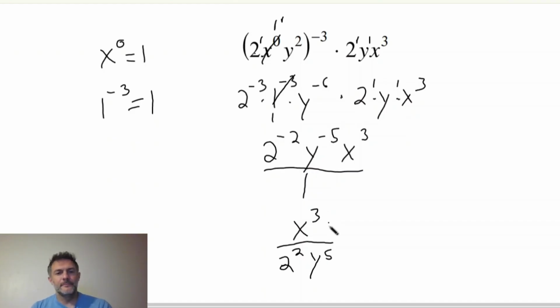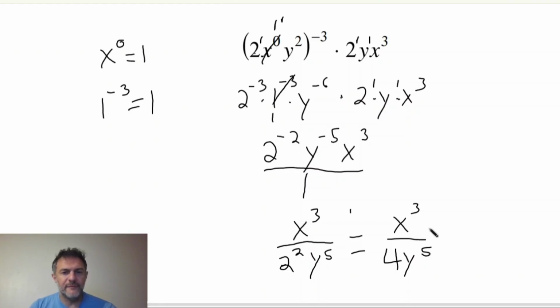We're there. There's one more bit of tidying we can do. x to the 3rd. Can we simplify 2 to the 2nd power? We can. 2 to the 2nd power is 2 times 2, which is 4. And then we tag on our y to the 5th. This is our final expression right here.